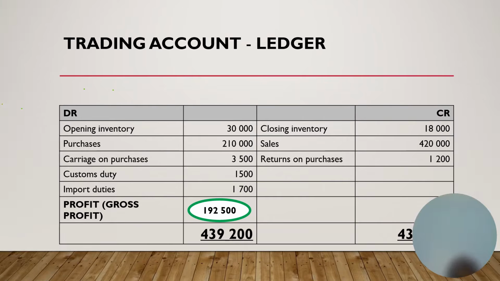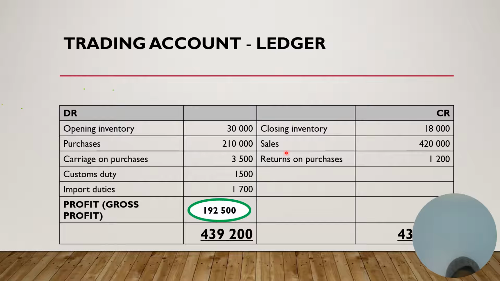Now, how do you write your trading account on a ledger account? How do we do it? Okay, remember we said a trading account, we use it to calculate gross profit. So how do we calculate gross profit? We say sales minus cost of sales is equal to gross profit. So in this example, the cost of sales is not given, so we have to calculate it. Remember the structure from the previous slide.